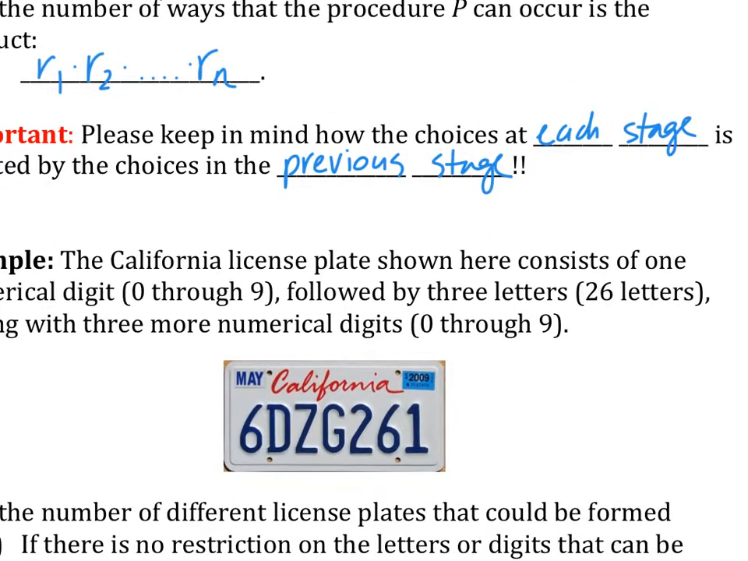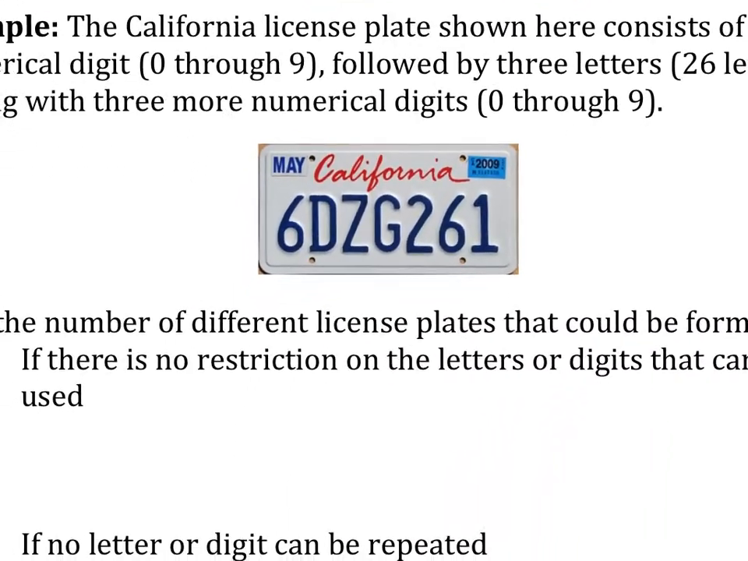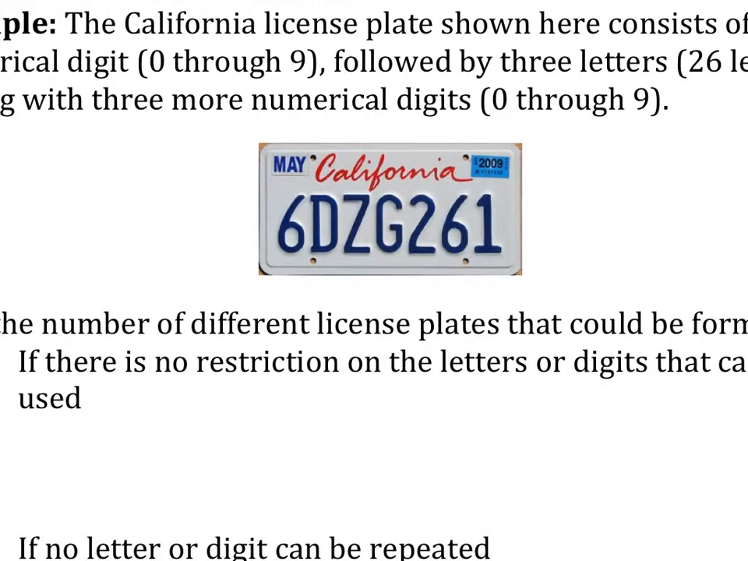Okay, so for example, the California license plate here shows it's usually 1 numeral digit, 0 to 9, followed by 3 letters. There are 26 letters, and then ending with 3 more numerical digits, 0 to 9. Okay, find the number of different license plates that can be formed, A, if there are no restrictions on the letter or digit that can be used. Okay, first of all, how many spaces are there total on this license plate? 7. Okay. 1, 2, 3, 4, 5, 6, 7.